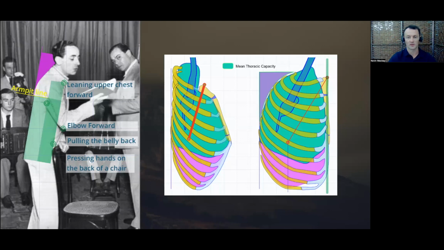So what's happening when you expand the torso? Why is it affecting breathing? Because your lungs obviously are inside your torso. When you expand the torso, you will expand the lungs. You will expand the vertical distance and the horizontal distance of the rib cage as a whole.